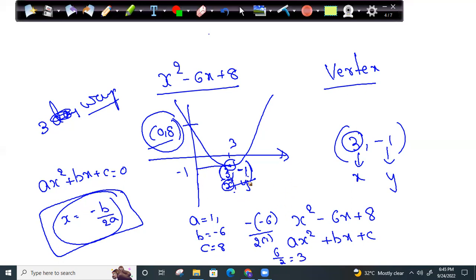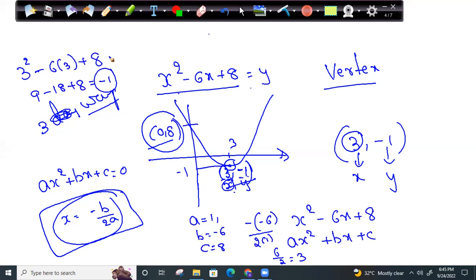Once you get x, it is very simple to find y. I'll just plug in here: 3 square minus 6 into 3 plus 8, 9 minus 18 plus 8, 17 minus 18, which is minus 1. Once I get the x value, it is very easy for me to find the y value. I just need to plug the x value into the given function. So that is one way to find the vertex. What is the one way to find the vertex?